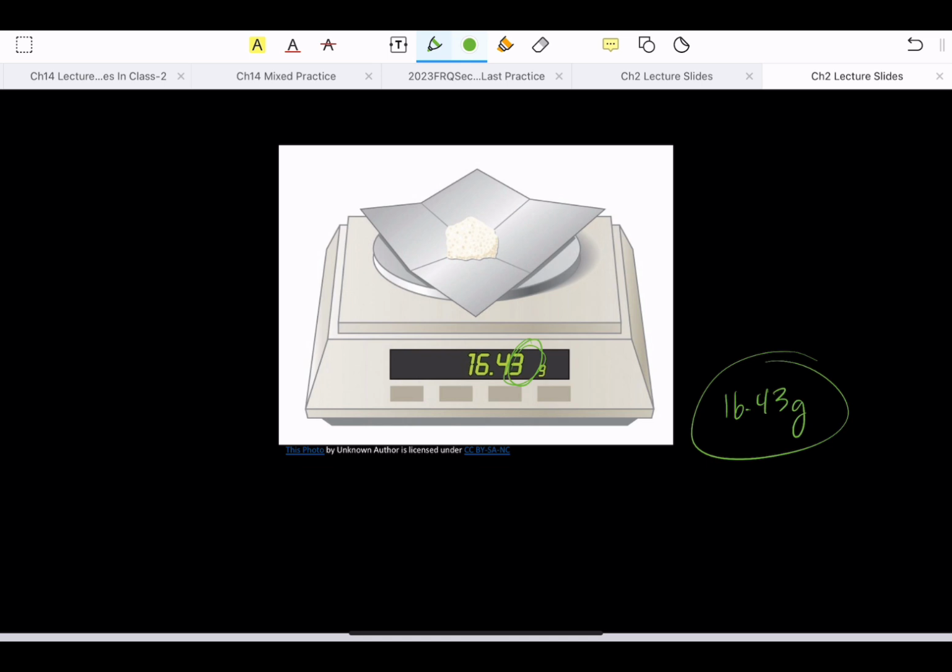But what that does mean is that for this balance, this is its estimated place, meaning that it is certain through here, and that last space has an estimation. And every digital device that you buy will have on the bottom or on the side or in the instruction manual something about what its level of accuracy is, like plus or minus 0.01 grams or plus or minus 0.05 grams. That's the variation or the uncertainty in its measurements.